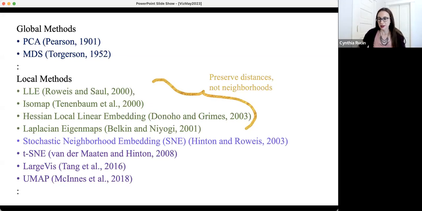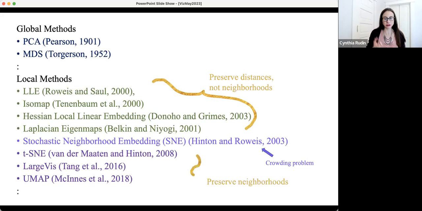The first method that maybe almost figured it out was SNE, but it had a crowding problem where all the points would kind of glom on top of each other, and so you couldn't really separate out which point was which. That's where the new generation of these methods came from, to try to really preserve the local neighborhoods, like who is next to who, but without the crowding problem. But these methods didn't really work like they were supposed to, as I showed you in the earlier slides.